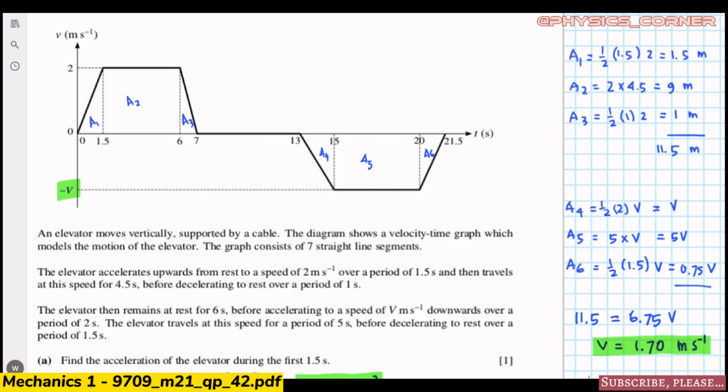Okay, let me continue to the other question. Question C. The combined weight of the elevator and passenger on its upward journey is 1,500 kilograms. Assuming that there is no resistance to the motion, find the tension in the elevator cable on its upward journey when the elevator is decelerating.